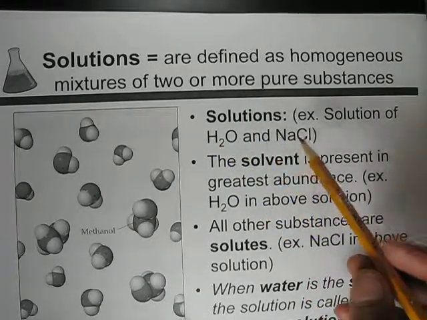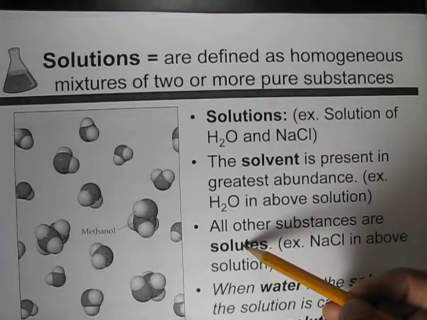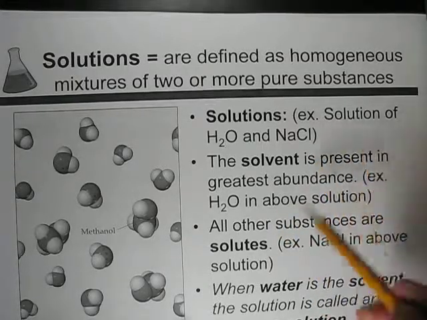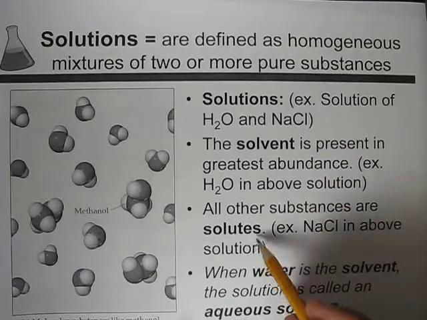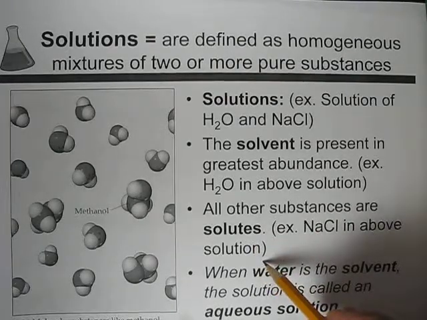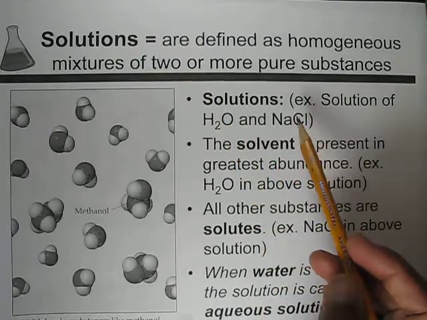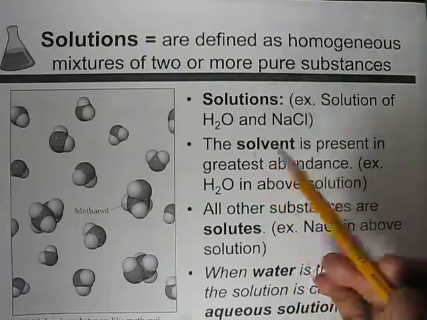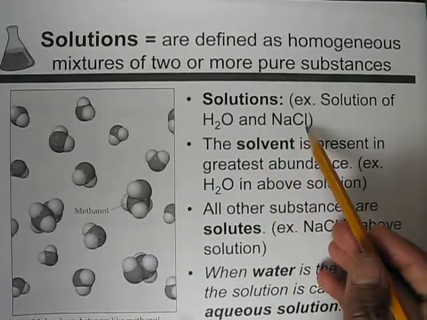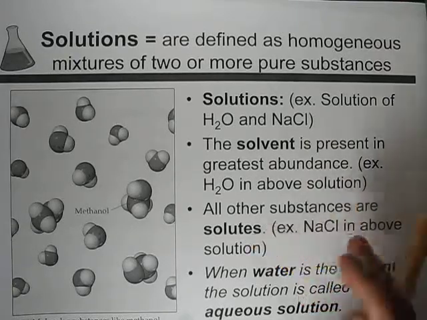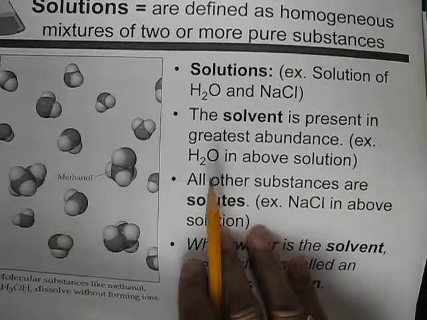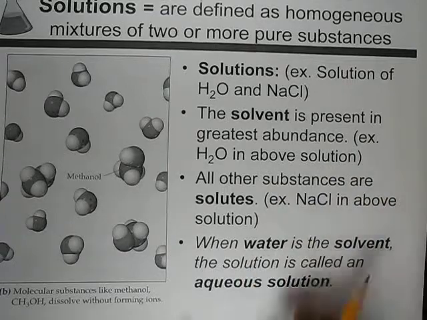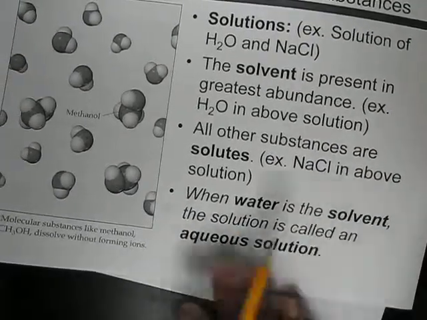For a solution there are two components. Number 1 is solvent, number 2 is solute. Solvent is present in greater abundance, for example water in the above solution, and all other substances are called solute, sodium chloride in the above solution. So if we are making a solution of sodium chloride in water, water would be called the solvent because it would be more in quantity, and sodium chloride would be called the solute. For the aqueous reaction, the solvent will be water. When water is the solvent, the solution is called an aqueous solution.